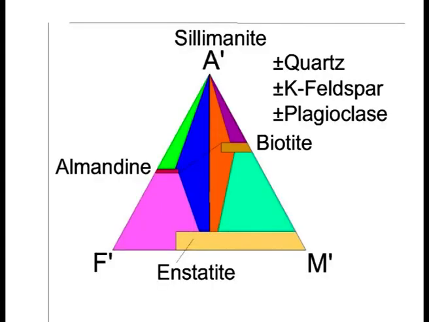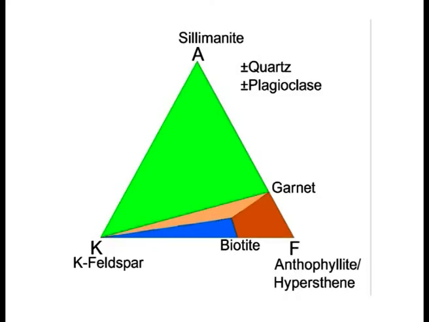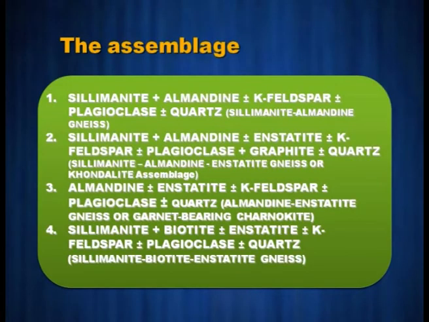Second, sillimanite plus almandine plus or minus cordierite plus or minus potash feldspar plus or minus plagioclase plus graphite plus or minus quartz, also known as sillimanite almandine cordierite gneiss or khondalite assemblage. Third important is almandine plus or minus hypersthene plus or minus potash feldspar plus or minus plagioclase plus or minus quartz, also known as charnockite, garnet bearing charnockite.